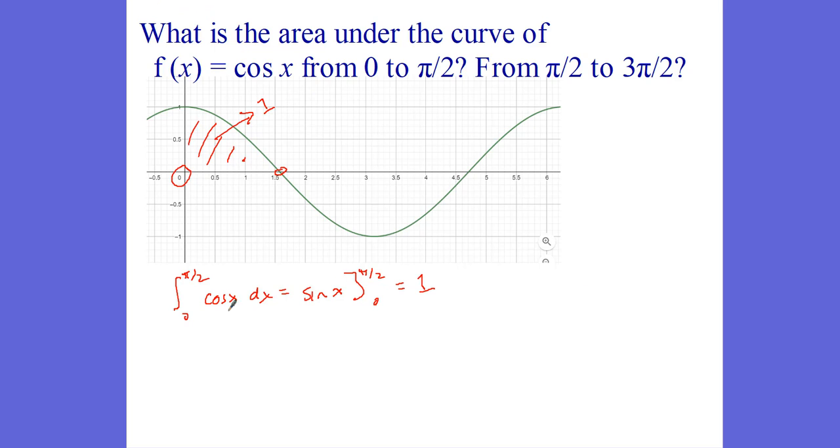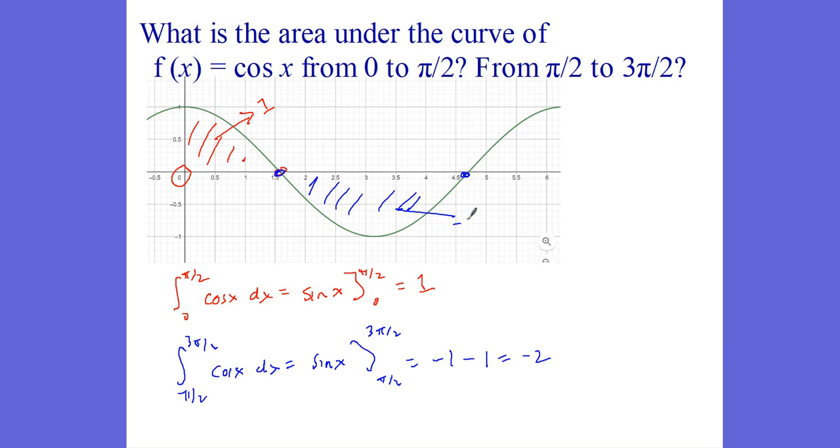Now, what would happen if my area is going from pi over 2 to 3 pi over 2? So pi over 2 to 3 pi over 2 of cosine of x dx. Well, that will give me sine of x from 3 pi over 2 to pi over 2. Let me write this a little clearer. So what's sine of 3 pi over 2? Sine of 3 pi over 2 is negative 1. Minus sine of pi over 2 is 1. Negative 1 minus 1 is negative 2. So my area under here is negative 2.